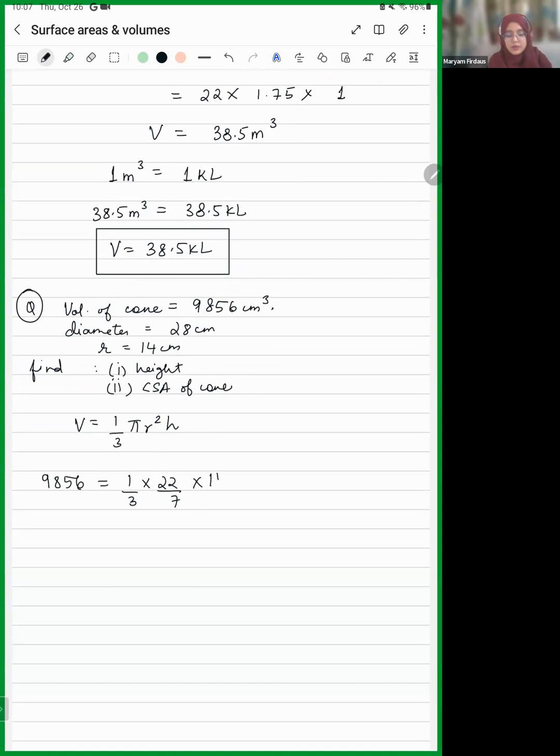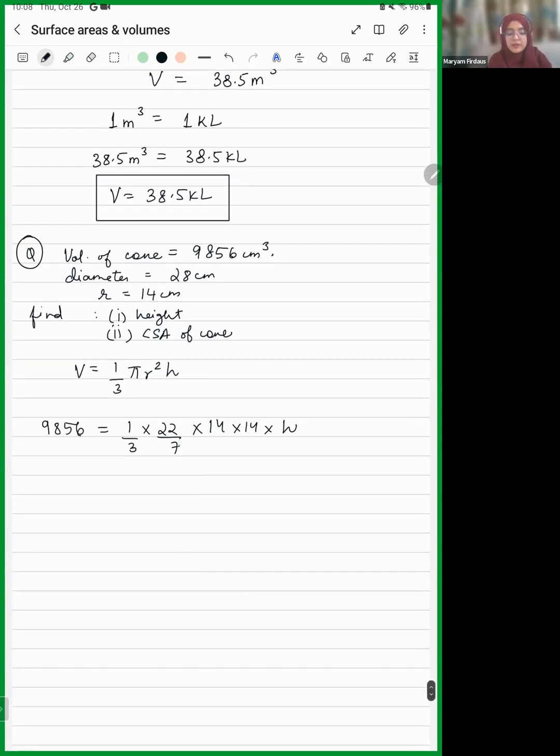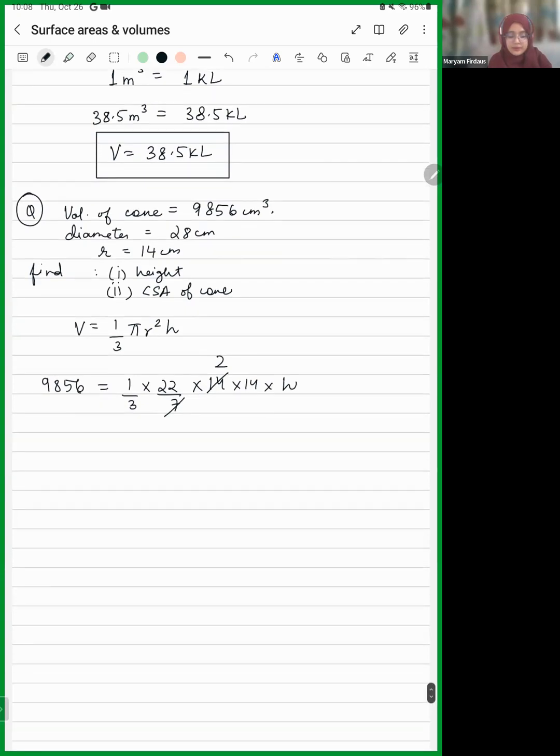So 14 into 14. Into H is what we don't know. Then calculate quickly. Cancel 7, 14. Then 2 into 22, 88. Will be 44. So let's do one thing. Let's just take everything to the other side and H will be remaining on one side. Into 3 by, you can say 22 into 2 into 14.